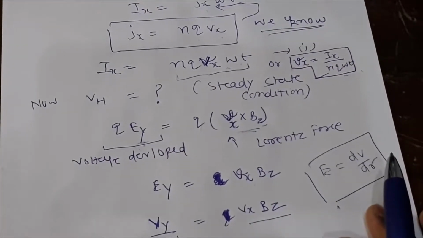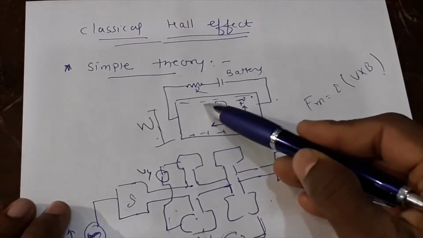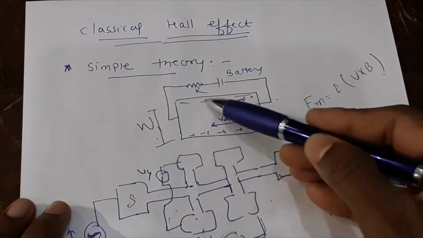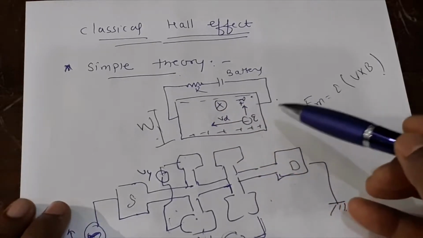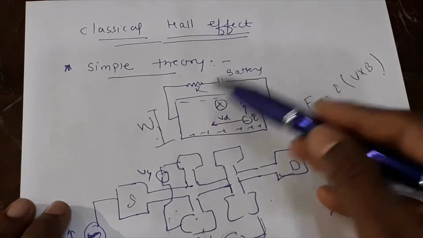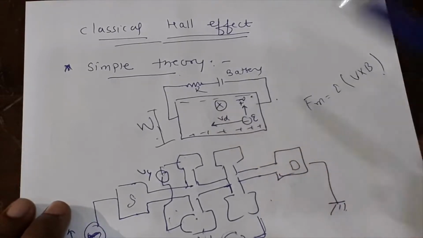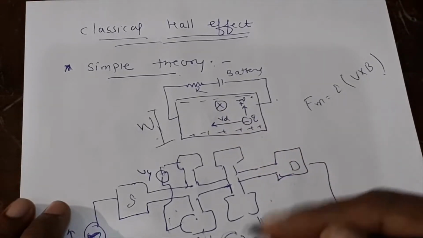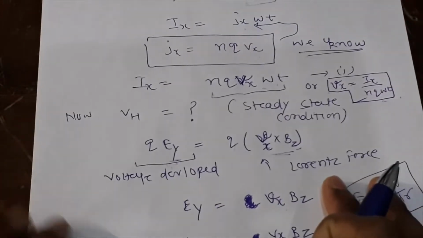Now what is V_H? That is important. How do you derive V_H? If you see, there are two kinds of forces there. One is the electric force, which will develop after some time, that is q E, and one is this magnetic force, which will be opposite to the electric force. So in the steady state condition, there will be equilibrium and there will be no movement of charge carrier after that. So that's how you're going to derive V_H.